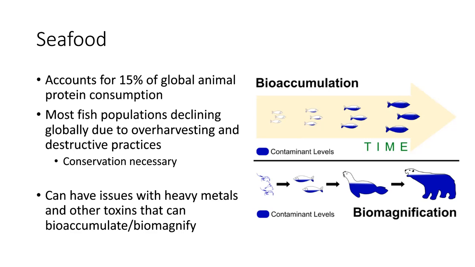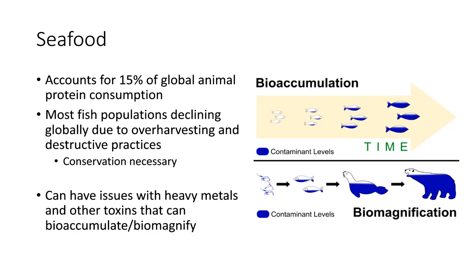So this is showing the same fish as they grow up over time. They're swimming in some water that has some contaminant in it, whatever it could be, some pesticide, some metal, whatever it's going to be. And you can see as they grow, since they're exposed to that contaminant in the water their entire lives, the contaminant is just going to bioaccumulate. It's just going to build up over time.